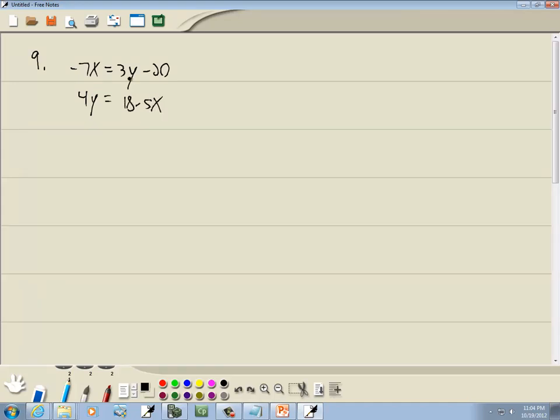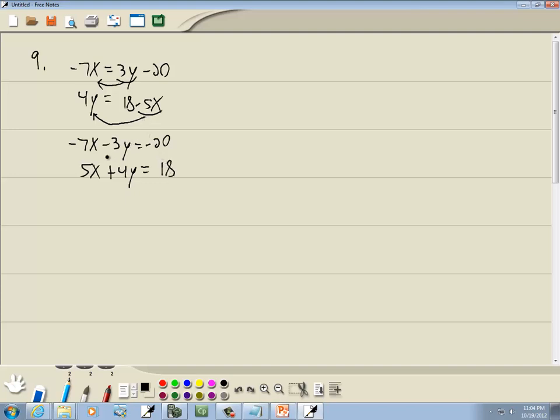Besides, for your calculator, if you're using the addition method, the elimination method, you have to have all the terms of variables on one side, numbers on the other. So, I'm going to take the 3y and move it to the left side. So we got negative 7x minus 3y equals negative 20. And I'll take the negative 5x and move it to the left side. So we got positive 5x plus 4y equals 18.